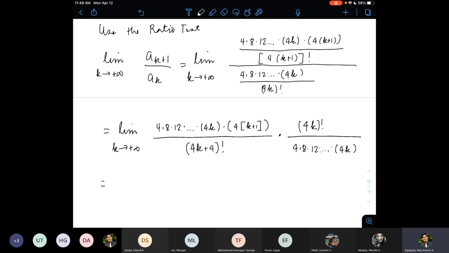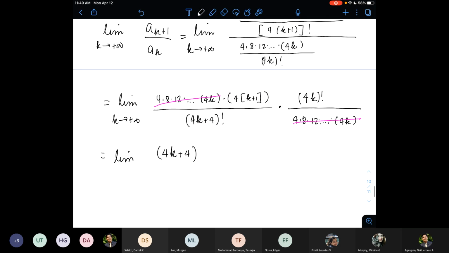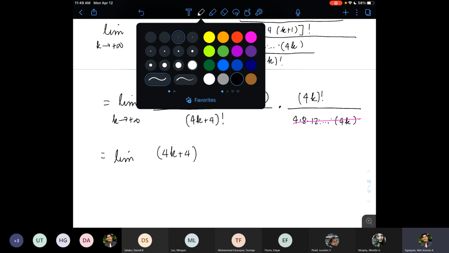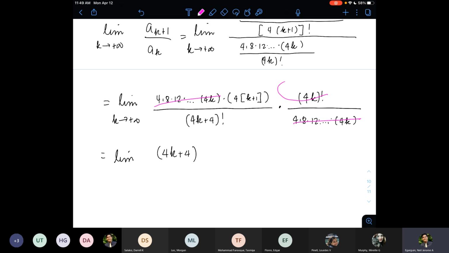Okay, let's see what cancels. Here until here, they will all be gone. So that leaves us with a limit of 4k plus 4 on top, right? And then this guy is what? This guy is basically 4k times 4k minus 1 times 4k minus 2 down to 3 times 2 times 1.